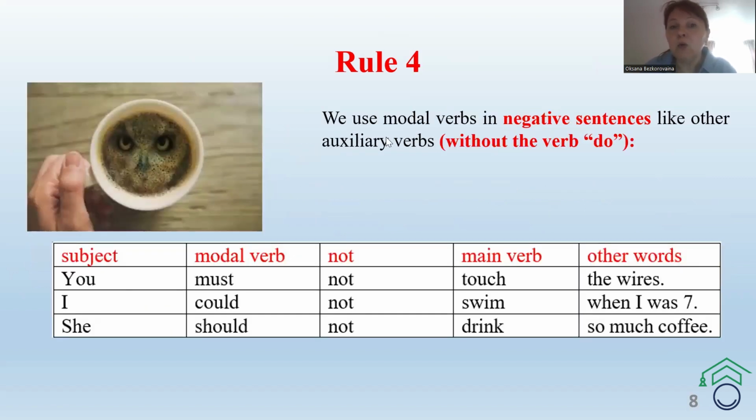Rule number 4. We use modal verbs in negative sentences, like other auxiliary verbs, without the verb do. The word order in negative sentences is the following: subject, modal verb, not, main verb, other words. For example, you must not touch the wires. You mustn't touch the wires. Yeah? I could not swim when I was 7. I couldn't swim. She should not drink so much coffee. She shouldn't drink so much coffee.